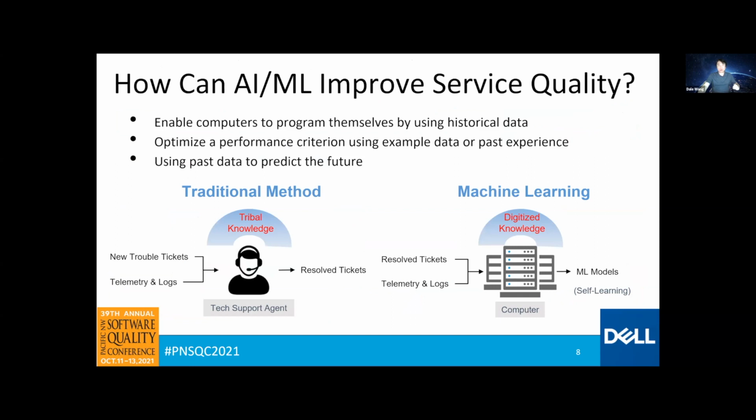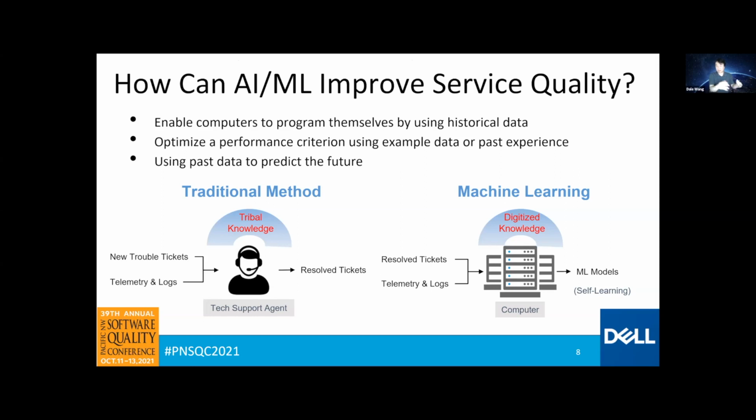So here I'm going to talk more about how we are going to use AI/ML to improve service quality. What is it going to do? Why would it help to improve the service quality? Well, traditionally, as I discussed before, you have a human being, a tech agent, right? New trouble tickets are opened. They have to go through troubleshooting. They have to manually examine what's in the log, and then they figure out what the root cause is. They resolve the ticket.